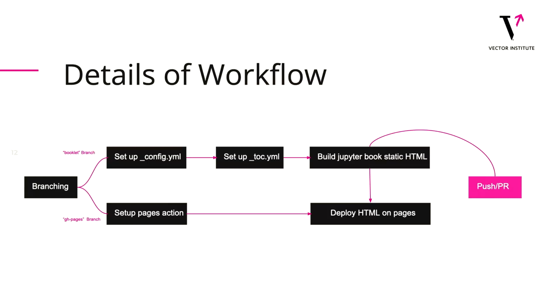So to go over the workflow, it makes 2 new branches. One of them is Booklet, one of them is GitHub Pages. GitHub Pages is the front that we care about, like the website, and Booklet is just the back end in which we build the static HTML. And this workflow is triggered whenever a push or a pull request is made to the repository, and that automatically updates everything, meaning that it compiles all the notebooks that we have and deploys it on the web again.